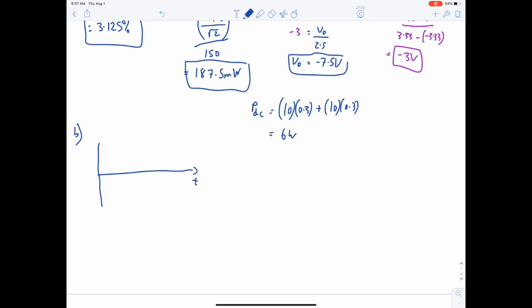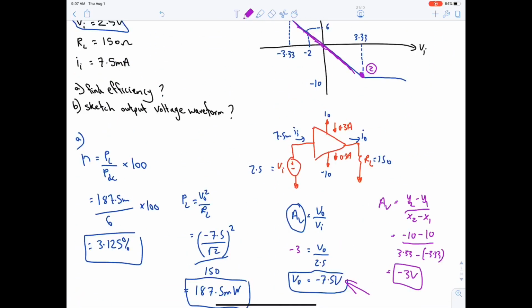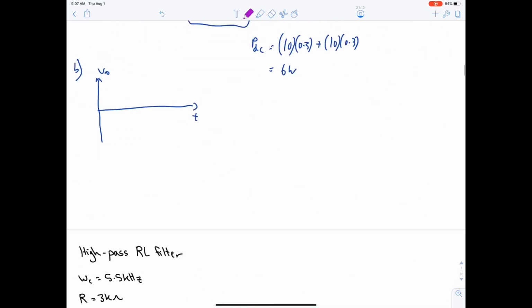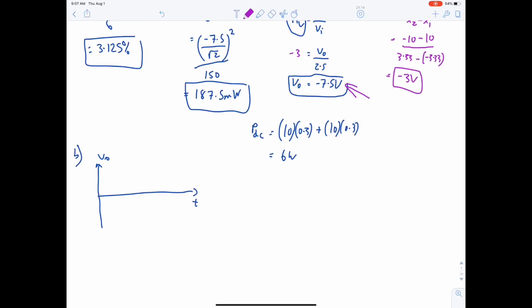Okay, part B, we need to sketch the waveform. So here it's time with V output. What is V output? It's minus 7.5. Did it exceed saturation limit? No, so there's no cropping. And because it's minus, we have to start from the bottom. Hence, this is the waveform, and we are done.